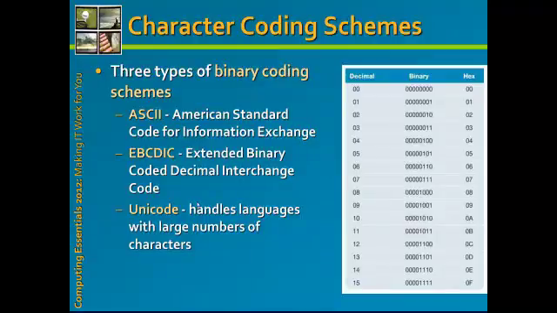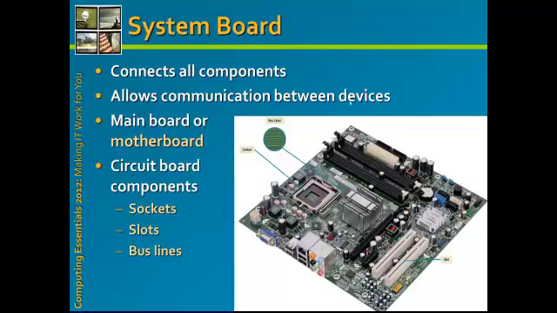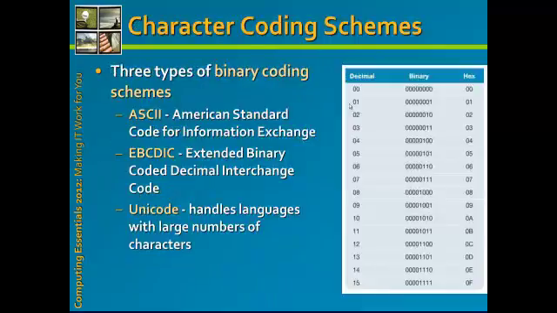Your character coding scheme right here. This is your decimal, binary, and hex. All these are representations. If you want to write down a 1, this would be the binary representation. This would be the hex representation. This would also be the decimal representation, with of course decimals in the front of those.